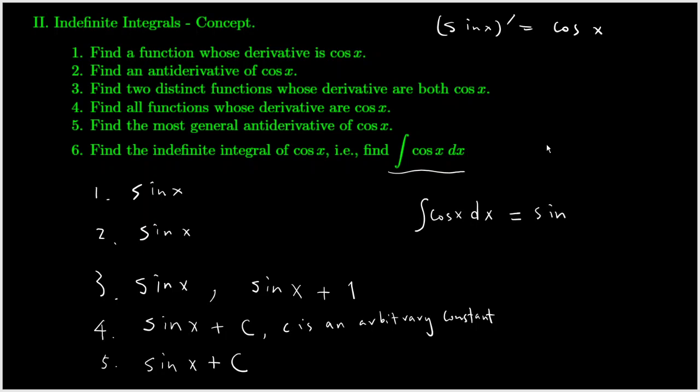So the meaning is the same thing as the meaning in question 5. We have answered question 5, right? The most general form of the antiderivative of cos of x. Okay. So the answer is sine of x and then plus c. That's the new concept. Simple, right?